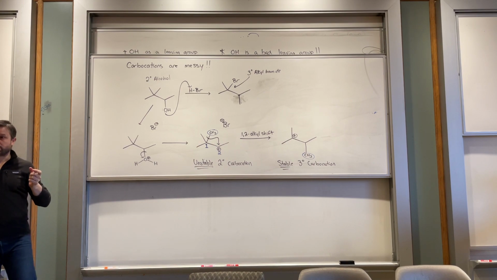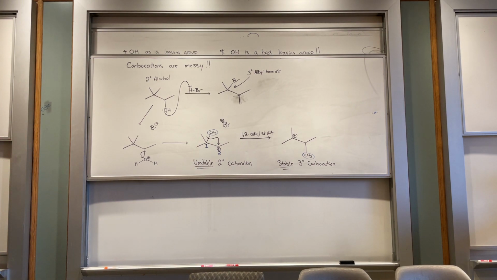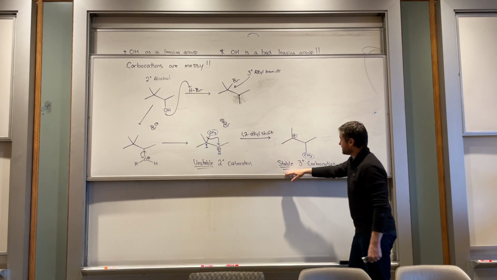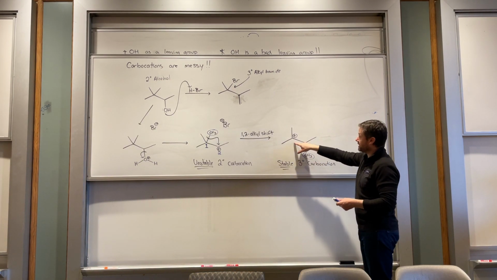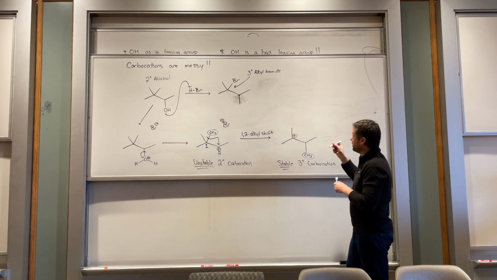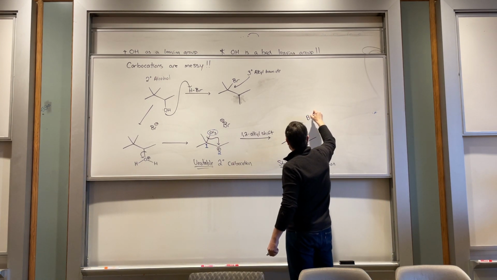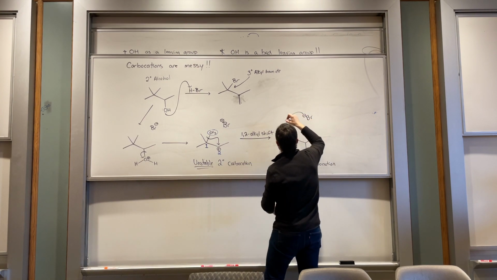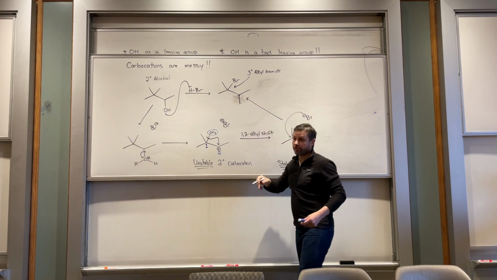Right? And it's that relief of energy, or relief of strain, the increasing of the stability of the carbocation that forms, that allows this to persist longer, right? And then once that tertiary carbocation is formed, the bromide can come in, and that's going to then lead to the product.